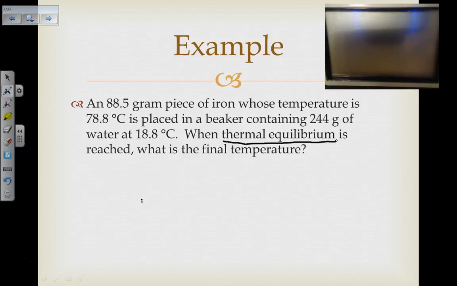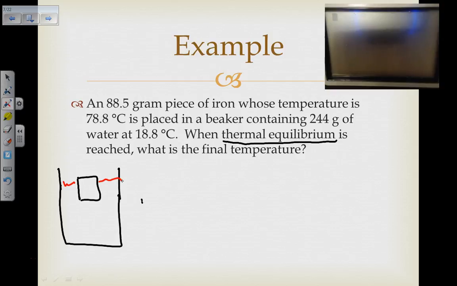The point where there's no heat being transferred is what we call thermal equilibrium. This is not equilibrium like we just studied. That's just what it's called. When the temperatures of two objects are the same, there's no heat being transferred from one to another. But let's think about this. We have a block, and that block is going to be put into water. The heat is going to flow out of the block and into the water until they both reach the same temperature.